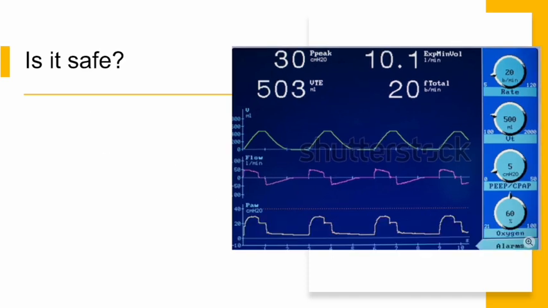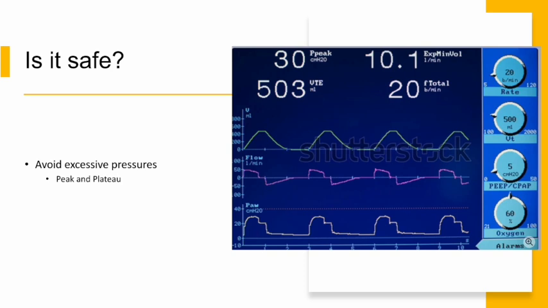So the next question you want to ask yourself is, is it safe? The main thing that you're checking here are peak pressures. You want to make sure that the peak pressure is below 40. And you want to make sure that the plateau pressure that we talked about earlier is below 30. The plateau pressure is checked with an inspiratory hold like we talked about earlier. And at some point on your rotation, you can ask either the attending, fellow, or the respiratory therapist to show you how to get a plateau pressure.